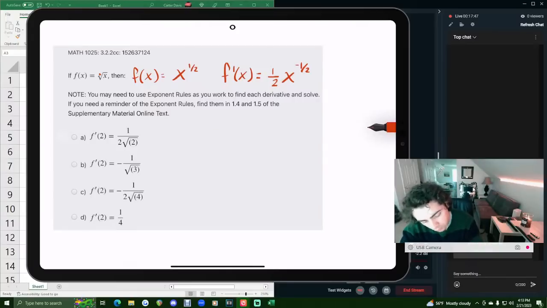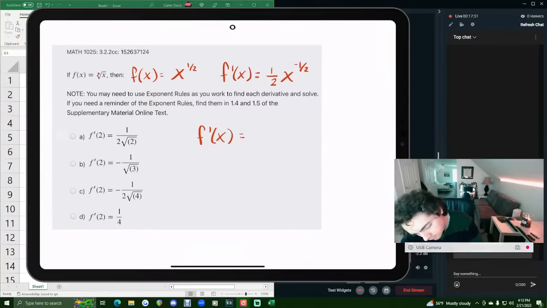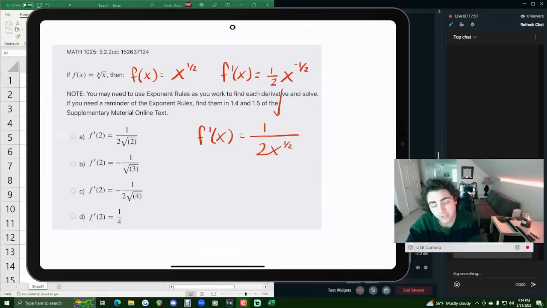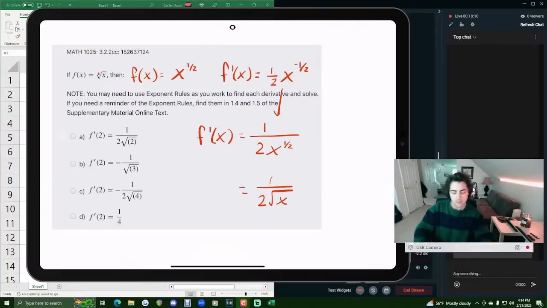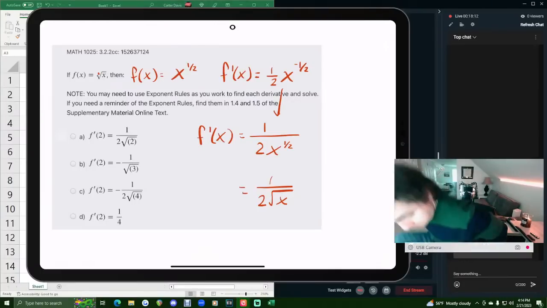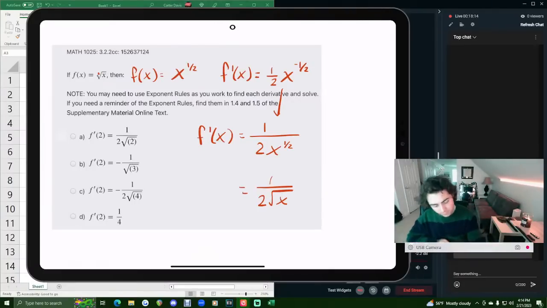So we have our derivative, and then one thing you might see is they might rewrite this as 1/2 times x to the positive 1/2 in the denominator. Negative exponents can be thrown in the denominator with positive exponents. And then they might go another step to say that x to the 1/2 is the same thing as square root of x on the bottom. Again, that's just f prime.